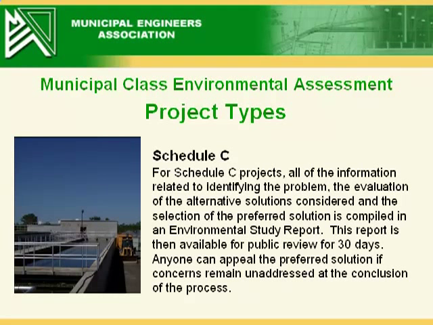For Schedule C projects, all of the information related to identifying the problem, the evaluation of the alternative solutions considered, and the selection of the preferred solution is compiled in an environmental study report. This report is then available for public review for 30 days. Anyone can appeal the preferred solution if concerns remain unaddressed at the conclusion of the process.